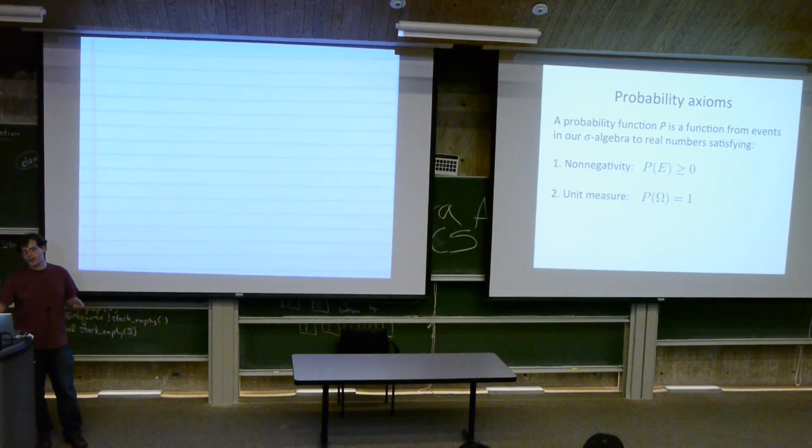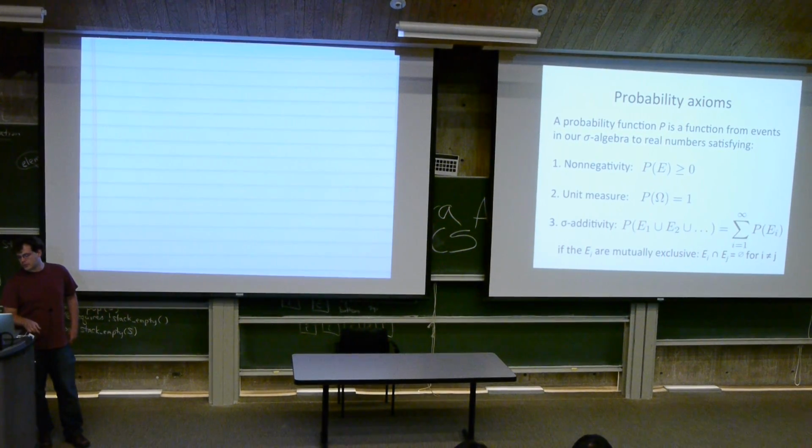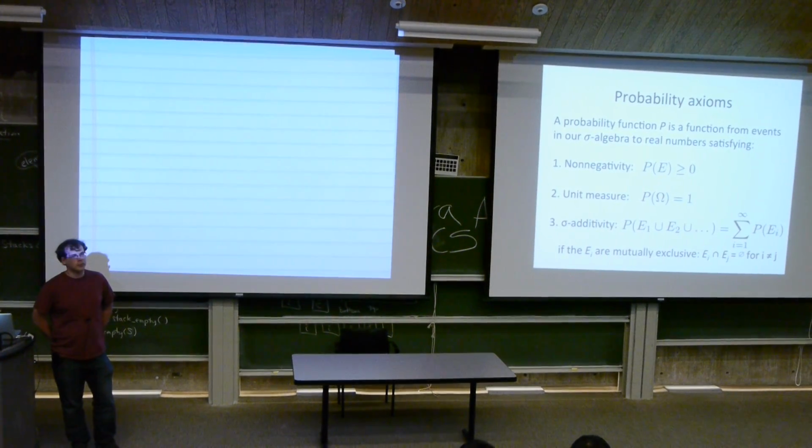And also, if you take the probability of the entire sample space, you get 1, because something has to happen. And this property called sigma additivity, which is if you have a bunch of mutually exclusive sets, so sets whose intersections are empty, and you take the probability of their union, you get the sum of the probabilities.